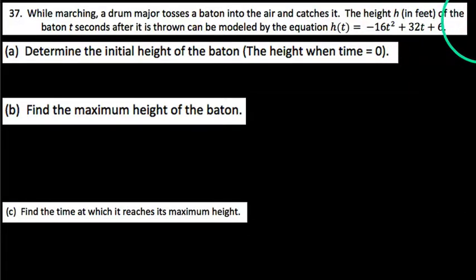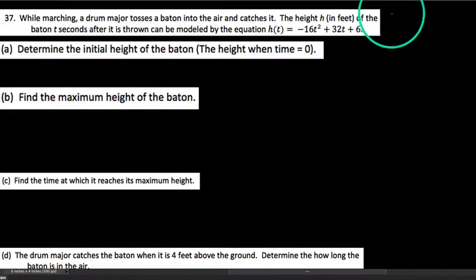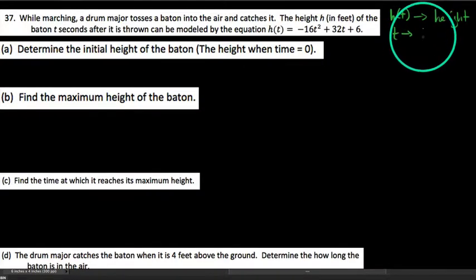So first things first, I think it's always valuable when you talk about an application problem to talk about what our variables are. And I see two variables here, h of t, which is really like our y value, and I see t. And reading through this problem, what I notice is that our h here, h of t or h, is our height of this baton, and our t is a time.